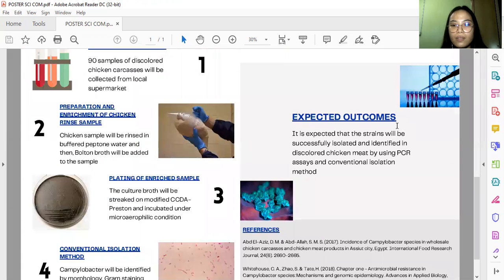The expected outcomes of this proposal, it is expected that the strains will be successfully isolated and identified in discolored chicken meat by using PCR assays and conventional isolation method.